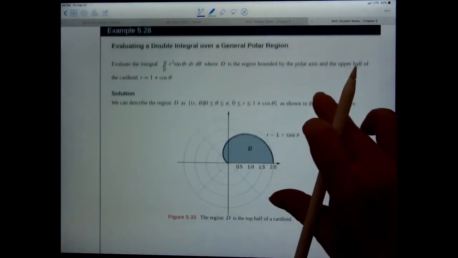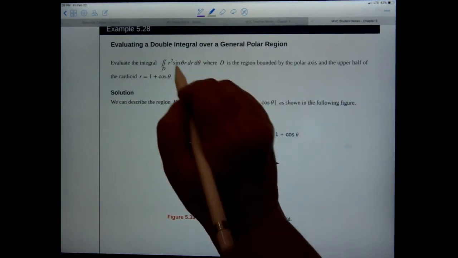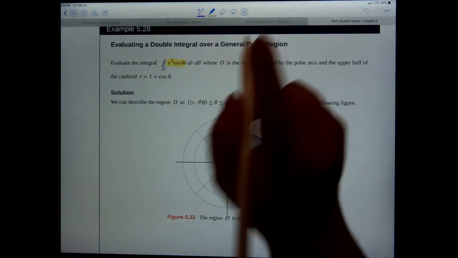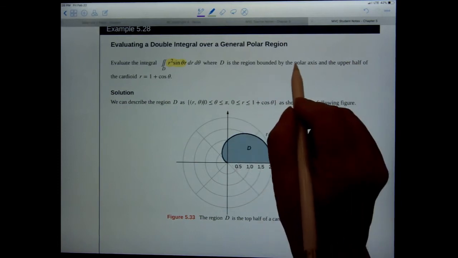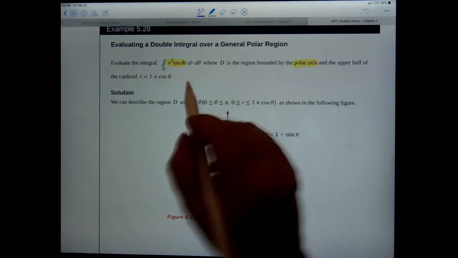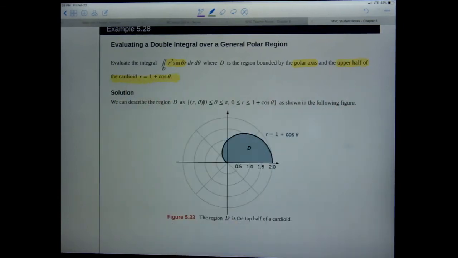Okay, we're going to start now with where our equation is back in terms of r's and thetas. To begin with, our region is bounded by the polar axis and the upper half of this cardioid, and they graphed it for us. Cardioid, you remember cardioids? So what you can do is use your calculator.